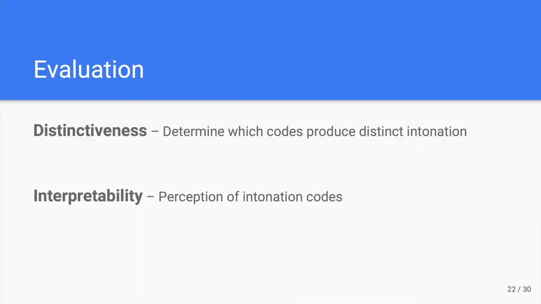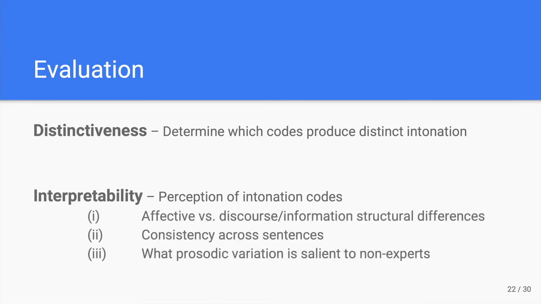Now that we know our system produces perceptually distinct renditions of a sentence, we want to ask questions about what is perceived in these renditions. There are three aspects that we want to ask questions about. The first is on what kind of differences are perceived. Are they affective? Are they discourse structure related? Are they information structure related?